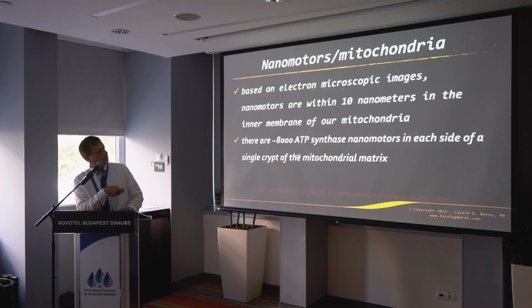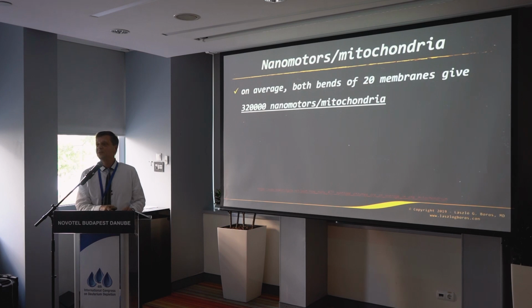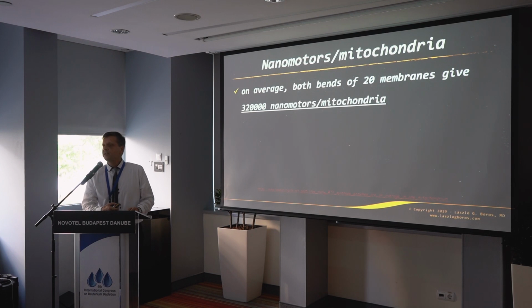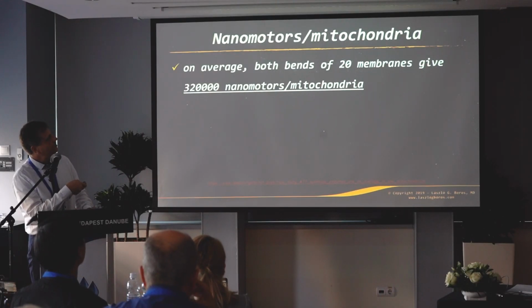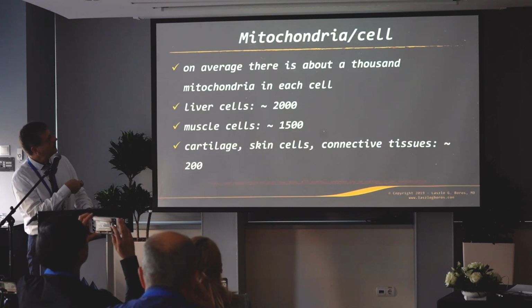About each side of the crista of the mitochondria, there are about 8,000 nanomotors. And if you add up the number of cristae, the number of nanomotors, we come up with a huge number. There are about 320,000 nanomotors in each mitochondrion. So actually, there are a lot of engines, a lot of motors running there, and they run at around 3,000 rotations per minute on average, and they bind about 9 to 12 protons each for each rotation. So practically, this is a huge number of proton transferring nanomotors.